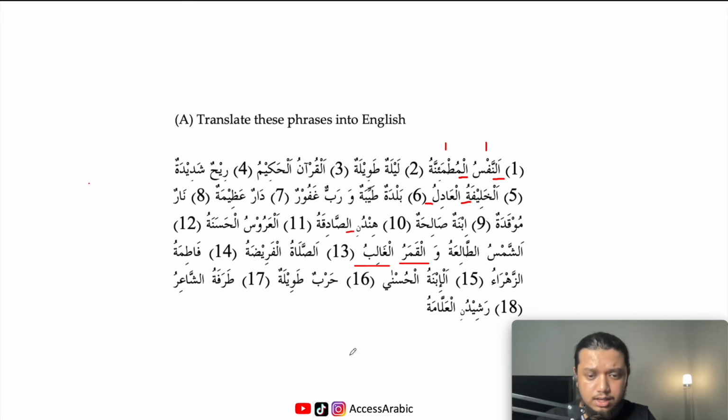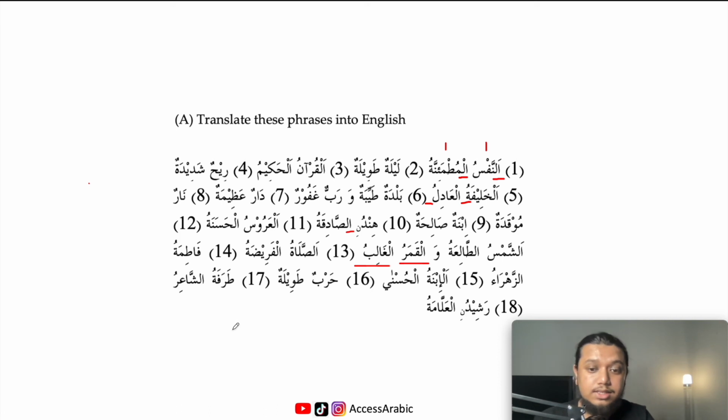Number 15, al-ibnatul husna, the beautiful daughter. Number 16 is harbun tawila, a long war. Number 17 is tarafatul sha'ir. Tarafa is the name of a poet, and sha'ir is poet. So tarafat ash-sha'ir means tarafa, the poet.